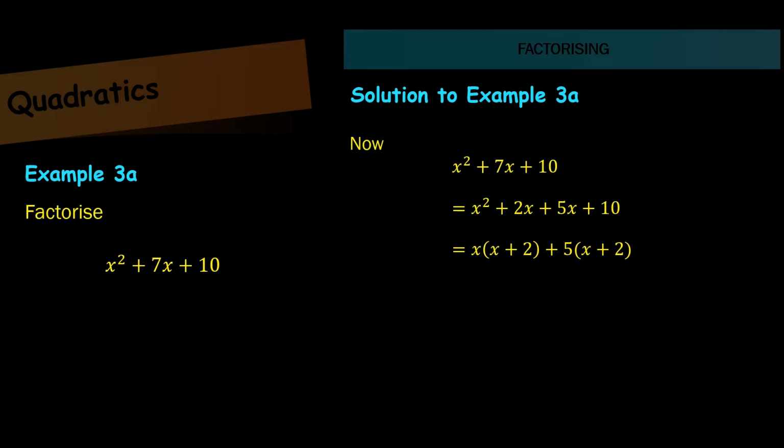This allows us to take x plus 2 out as a common factor for the first two terms and for the last two terms. So as you can see, the two lines are equal. We have x squared, 2x, 5x, and 10. And now we can take out x plus 2 as a common factor for both terms, here, and x plus 5 is the other factor. So our quadratic has been factorized.